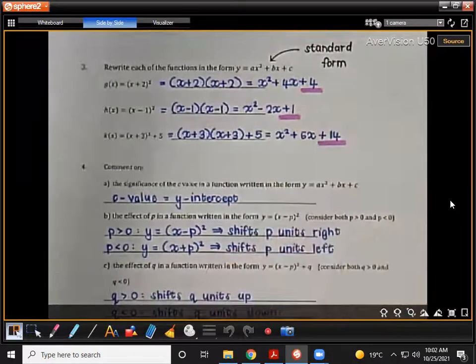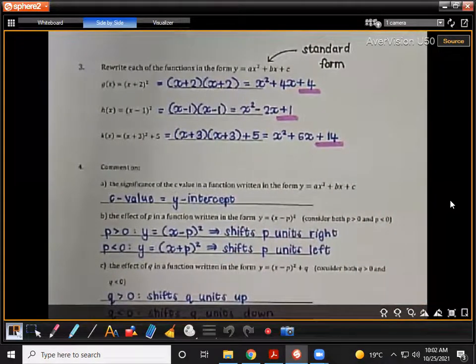All right. So if you forget that C is the y-intercept, that's okay. You can still make x equal to 0. You'll get the same answer. Then they were just asking in terms of the shift that's happening.